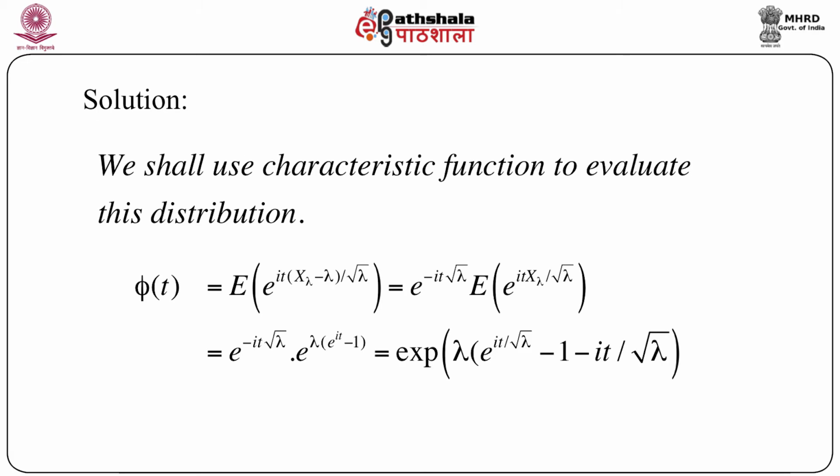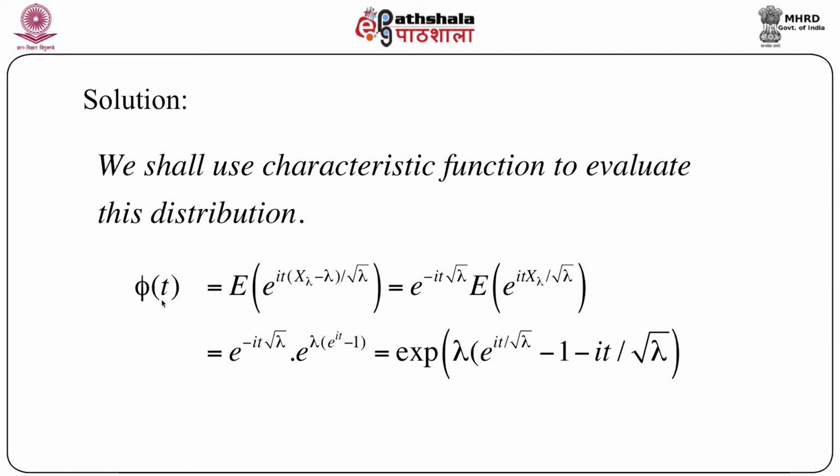So we will use the characteristic function to evaluate the asymptotic distribution of the standardized Poisson variable. Now what is the characteristic function? We know the expectation of e to the power itX is the characteristic function of the random variable X. Here the random variable is the standardized variable. That means the random variable we consider is (X_lambda minus lambda) divided by the square root of lambda.